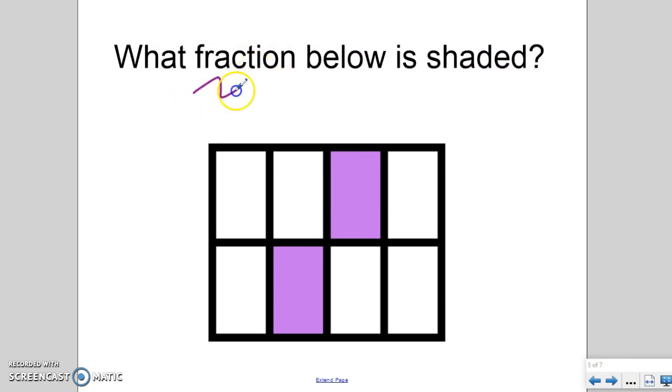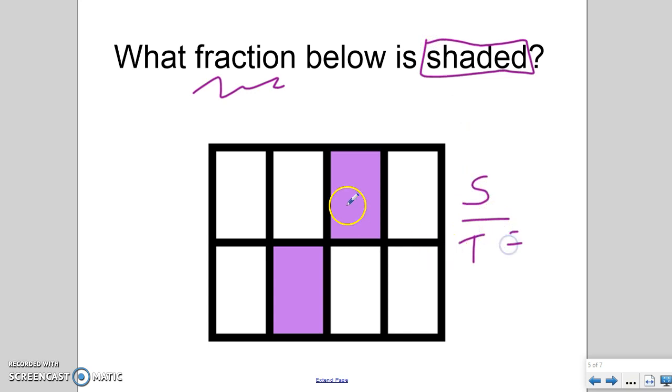As opposed to this one. This one, if we read it carefully, it's asking us for what fraction is shaded. So for this one, I'm looking for how many are shaded out of the total. So I have only 2 shaded here. That's how many I'm looking at. But then the total number that make up the whole, we have 1, 2, 3, 4, 5, 6, 7, 8. And so the fraction that's shaded is 2 out of 8, and we would say that 2/8.